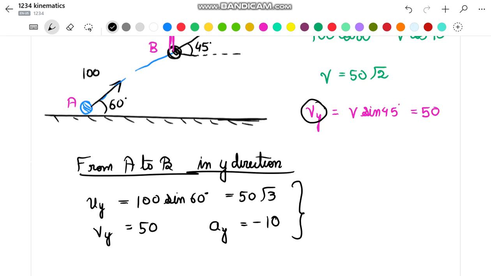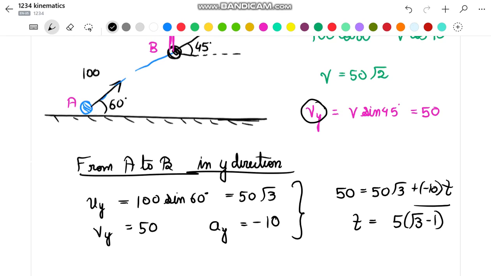So now if we apply the first equation of motion, we can write v equals u plus a into t, which on simplification gives the value of time to be equal to 5 root 3 minus 1 seconds. So this is the desired time at which both the particles will have velocities such that when extrapolated, they will intersect at an angle of 90 degrees.